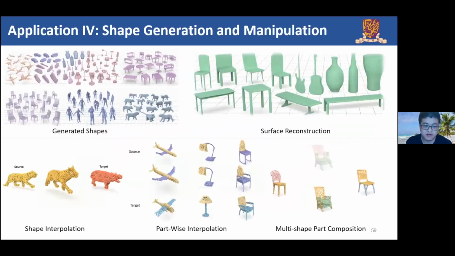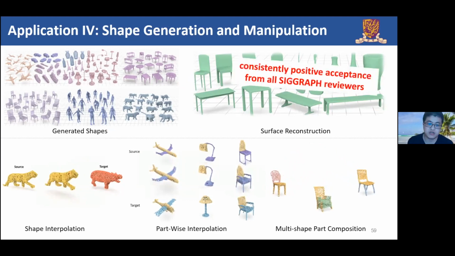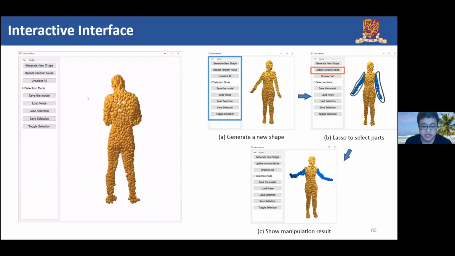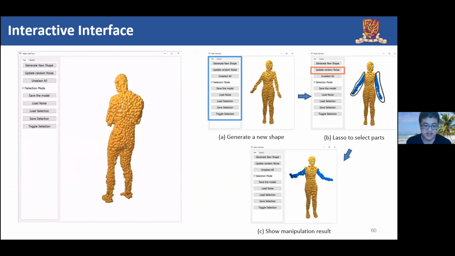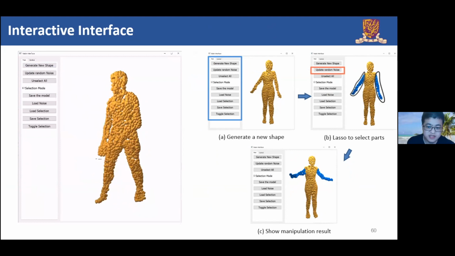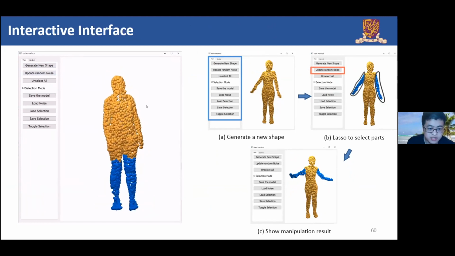Here is a gallery of different generated objects and different applications. Because our design is quite simple and effective, we got consistent acceptance from our Asiagraphics reviewers. We also provide an interactive interface. Since our model is rather simple and effective, we can realize real-time interaction. With our provided interface, the user can select some parts, and we can do the manipulation on the associated part.